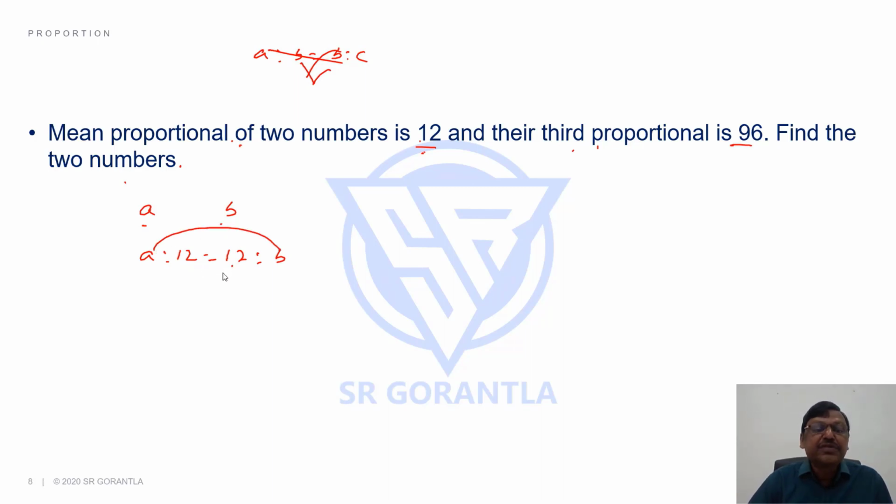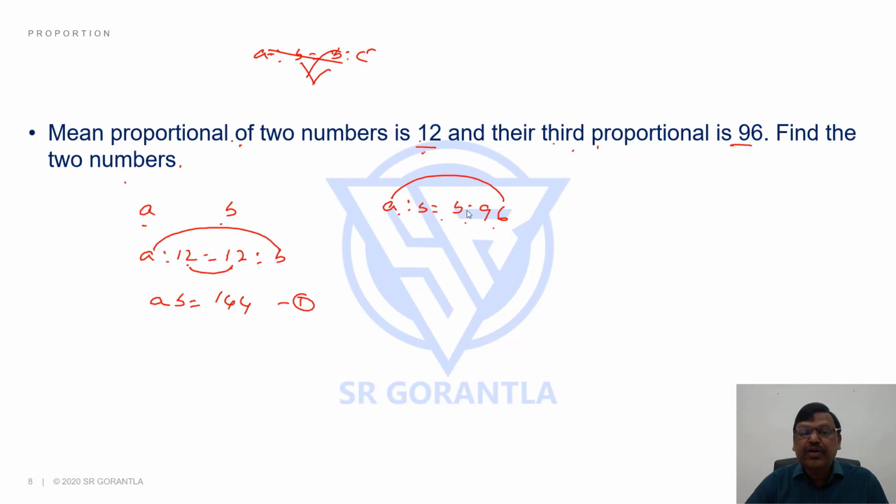Now, if I write product of extremes is equal to product of means, AB equals 144. This is first equation. Now, their third proportional means third proportional of A and B is 96 means A is to B is equal to B is to 96. Then we say 96 is the third proportional of A and B. As I said, if A is to B is equal to B is to C, C is the third proportional of A and B we discussed. Now, again if I write product of extremes equals product of means, B square. But now, in the place of A, I can write it as 144 by B here. If I substitute in the place of A in the first equation, A equals 144 by B.